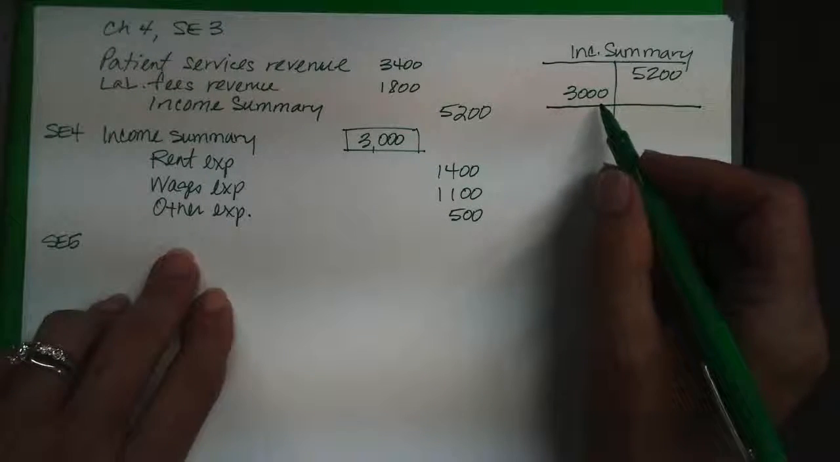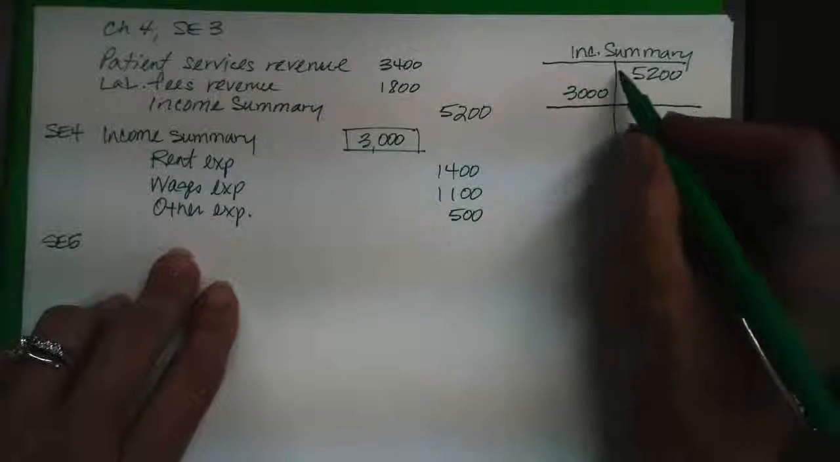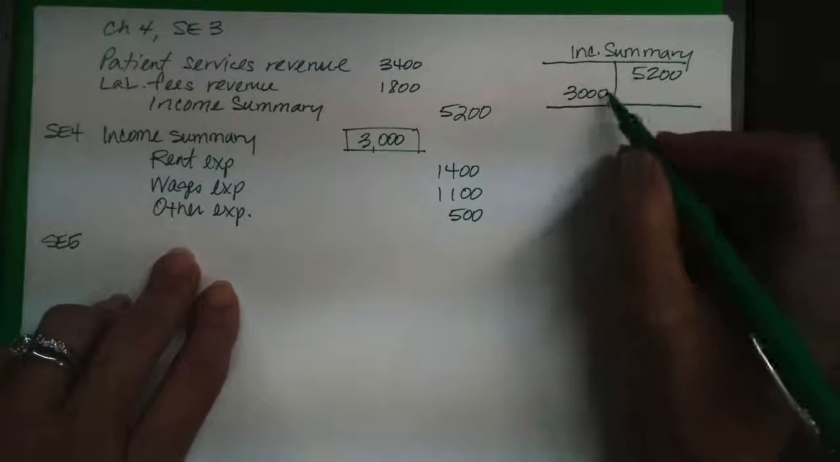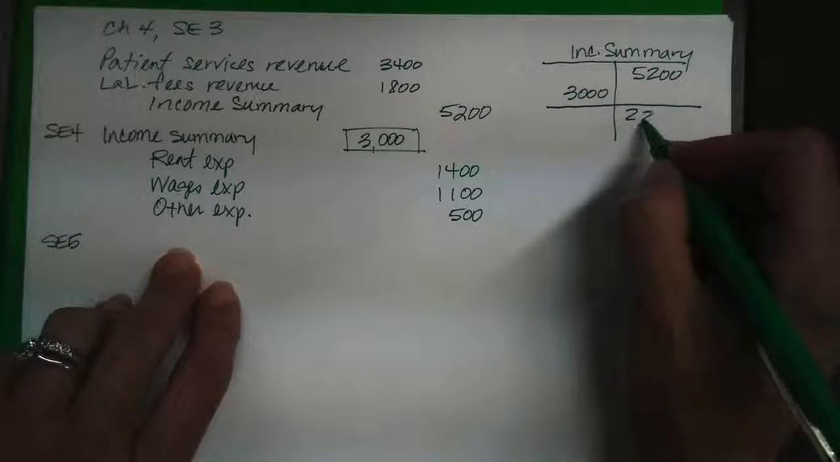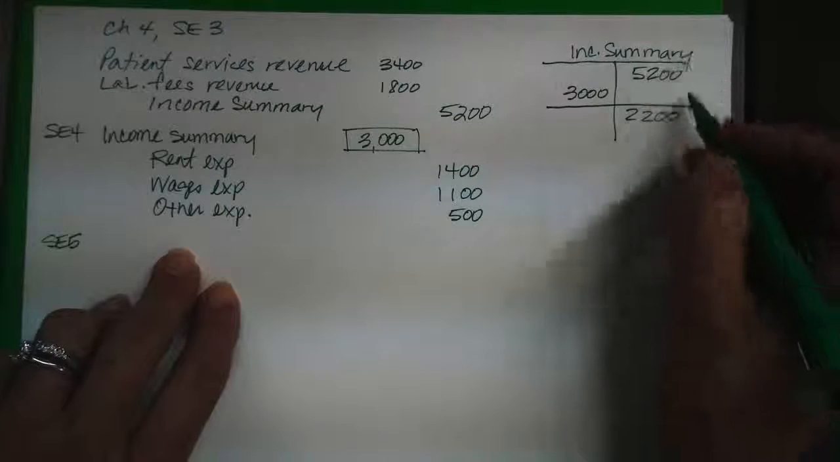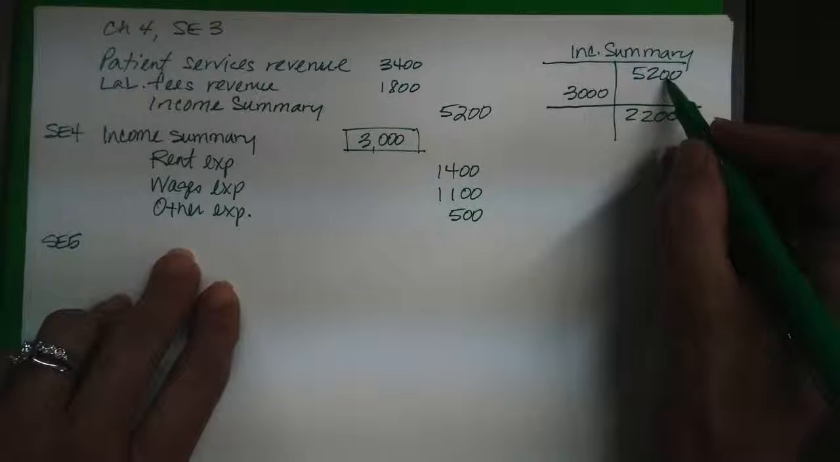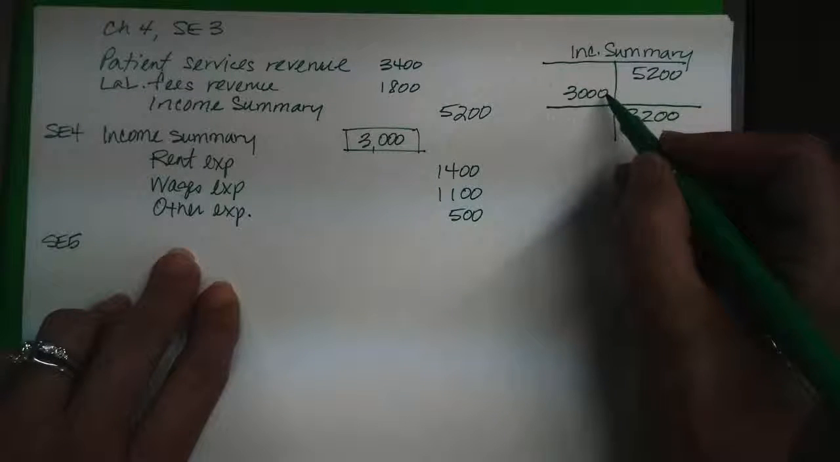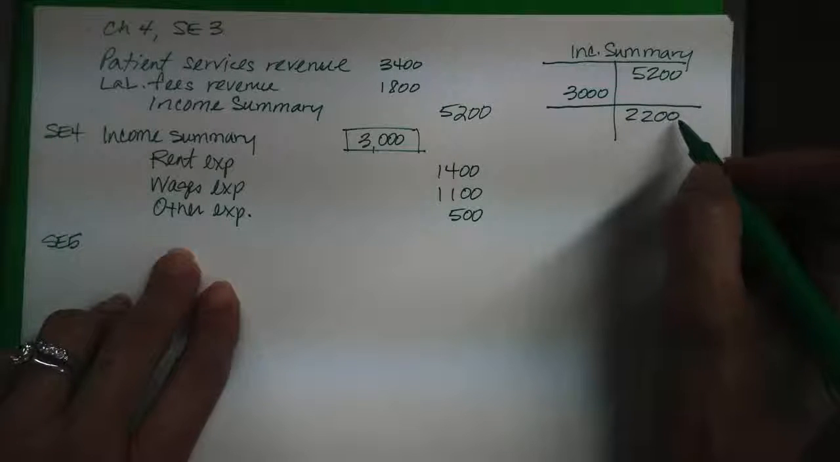Now we're going to close this out to the P-Meta capital account. As you can see right now, as a subtotal, we're sitting on a $2,200 credit in the income summary account. See, credit of $5,200, net the debit against it. You've got a credit balance of $2,200.